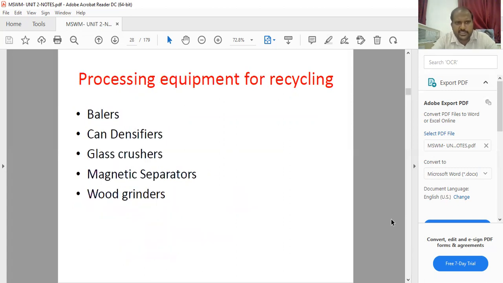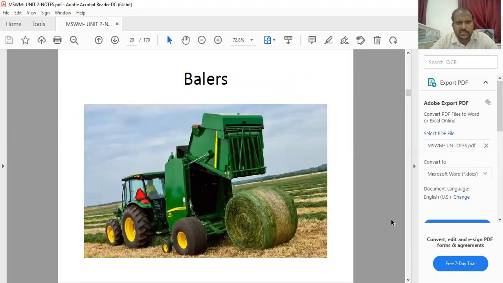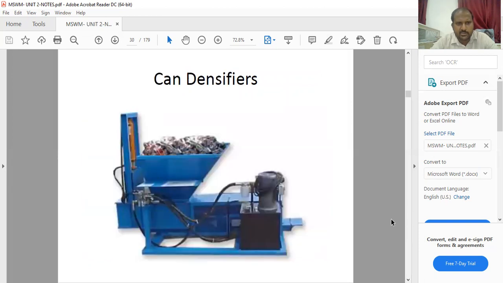Processing equipment for recycling. First one is balers, can densifiers, glass crushers, magnetic separation, wood grinders. This picture shows the baler example. So this one is a can densifier.